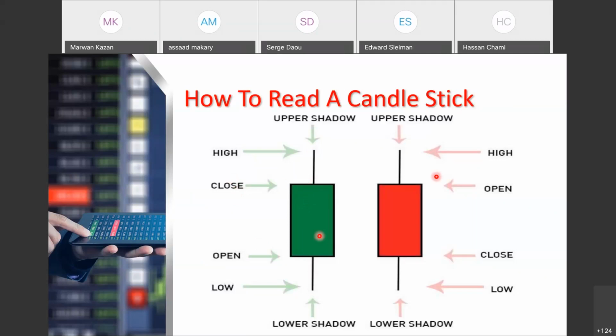On the other hand, the red candle is the opposite. The price opened here and it closed down here. Again the shadows mean maybe it opened and went up, it went down, but it didn't close. It closed when reaching this. Because it closed below the open price, it's going to be red. So this is basically how you read a candle. It's very simple, it's very easy.